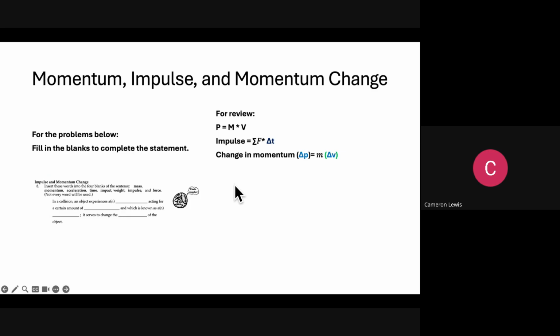All right, so now let's keep going and do a simple problem, right? Everything that I just said, we already know momentum is equal to mass times velocity.